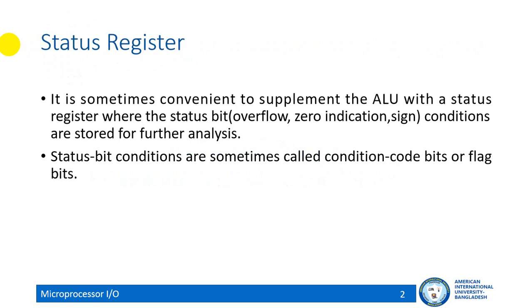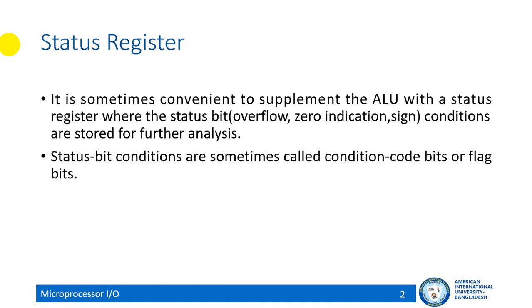In almost all CPUs, there is a register called the status register. It is sometimes convenient to supplement the arithmetic logic unit with a status register, where the status bits include, for example, the overflow bit. Suppose you are doing some addition and there is an overflow. This overflow bit will indicate that an overflow happened. So by checking the overflow bit, we can tell that there is an overflow.